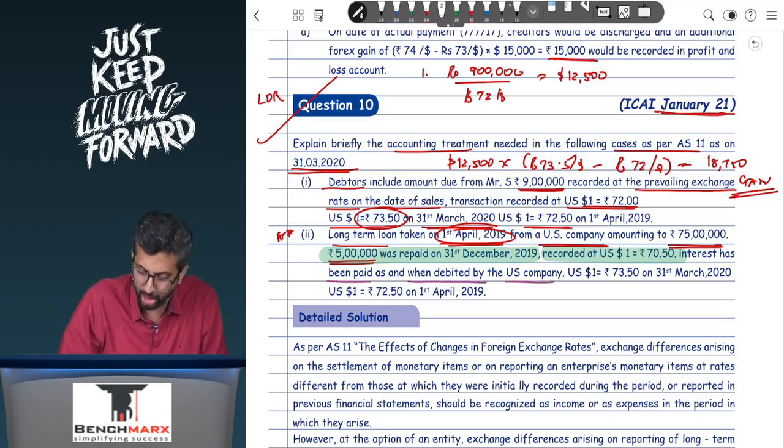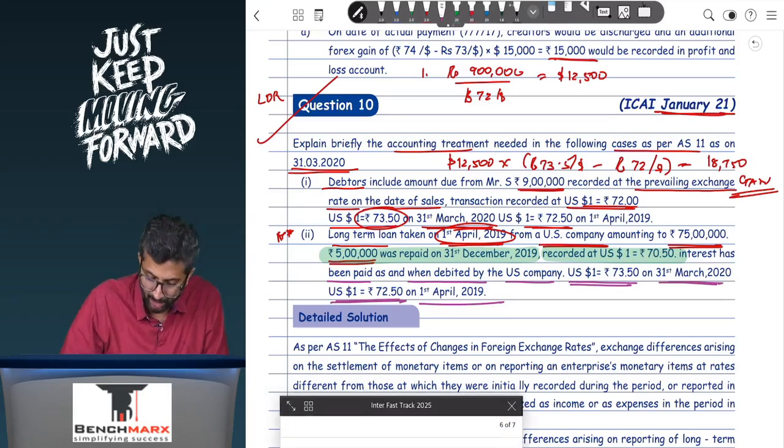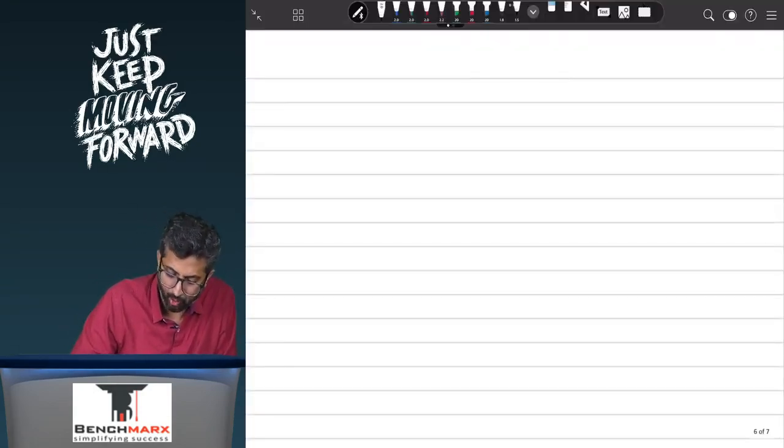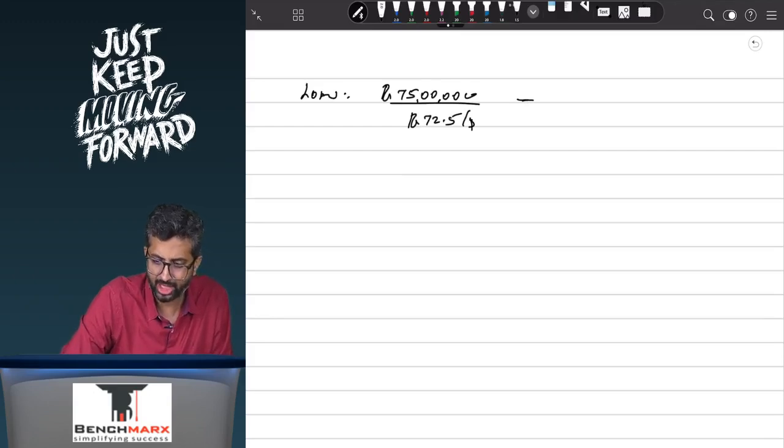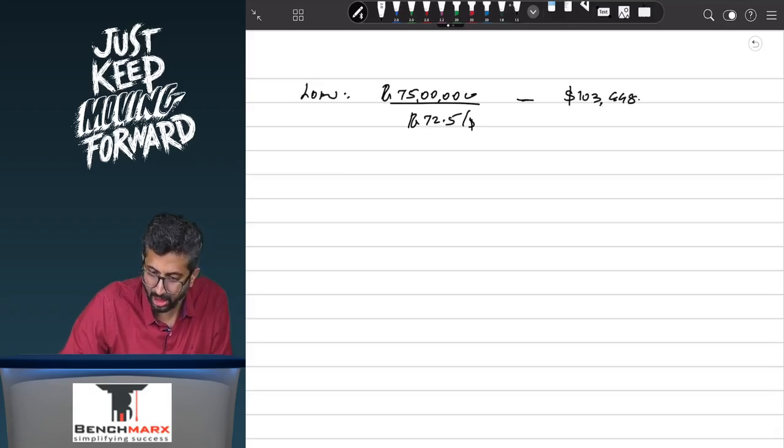We have not been given the rate of interest, and US dollar is 73.5 on 31st March 2020 and 72.5 on 1st April 2019. So what will happen over here is, for this loan, you will first figure out what is the loan amount. So you will say the loan was 75 lakhs, which was taken at the start of the year when the rate was 72.5 per dollar, and hence 75 lakhs divided by 72.5, and you get $1,03,448.28. Let us add the loan balance.